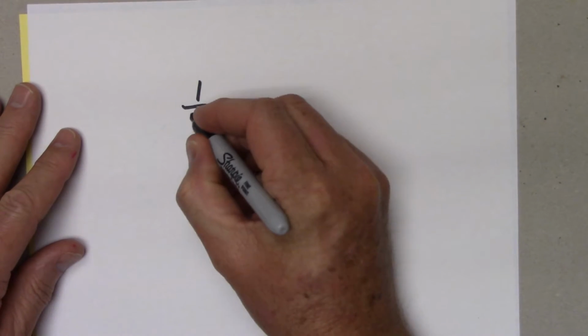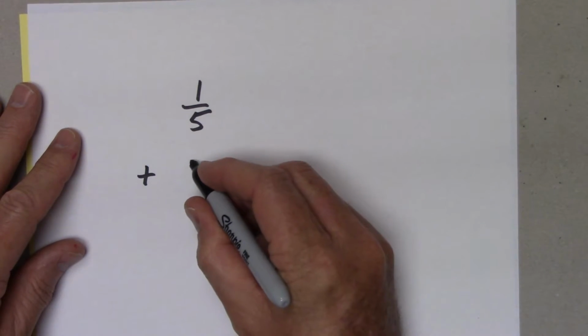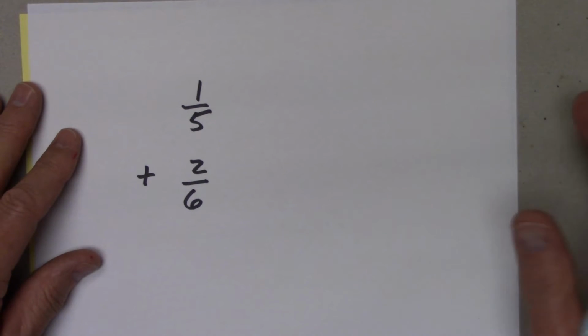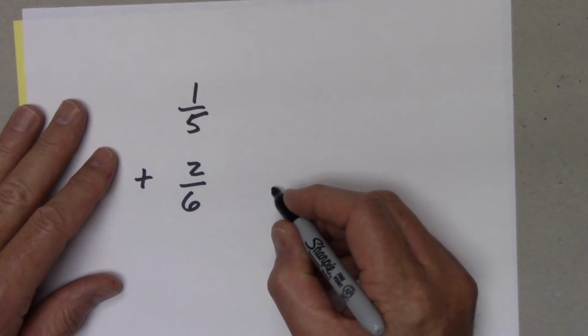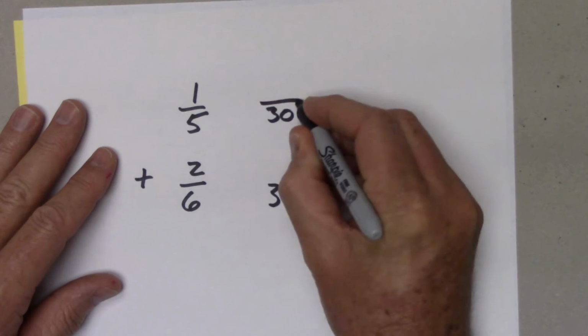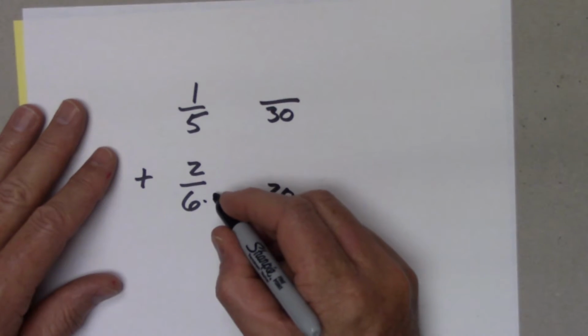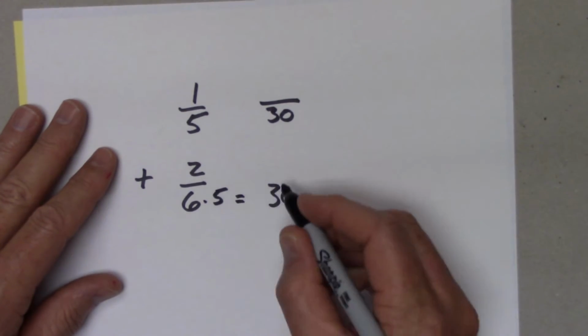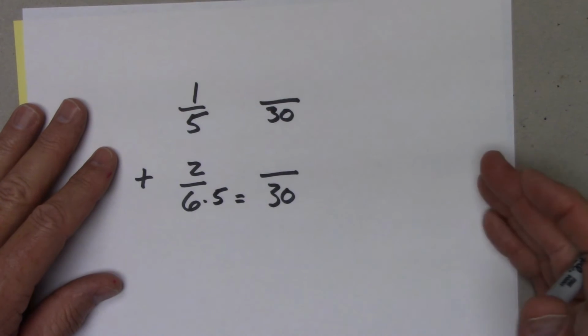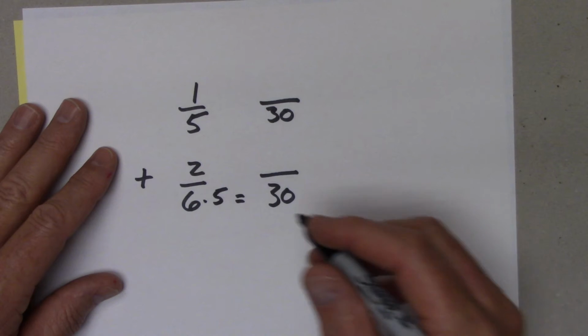One more. Let's add 1/5 plus 2/6. All right. From the other video, we learned how to figure out what the common denominator is for these, and that is 30. What times 6 makes 30? 5. You see why it's so important that in my one video I asked you to be sure to learn your times tables, because this is why it makes it so much easier if you know them.